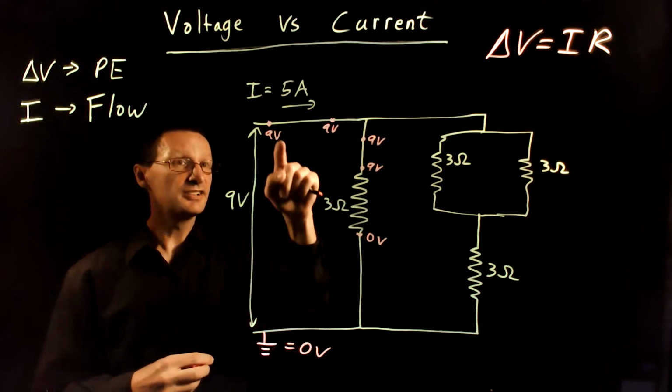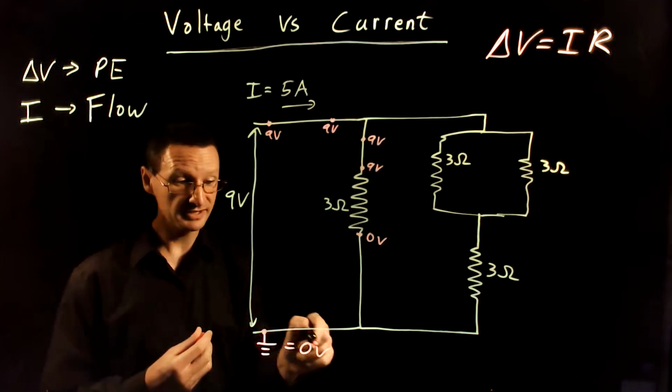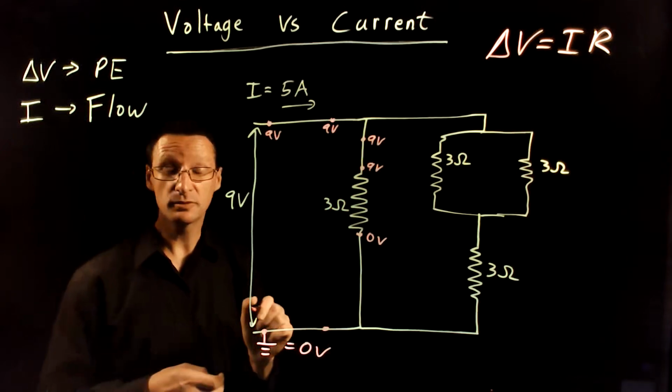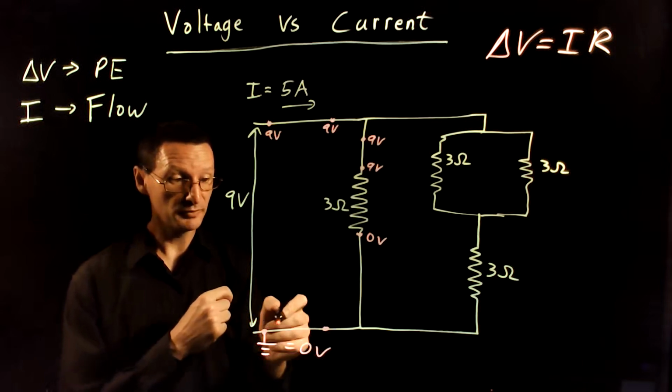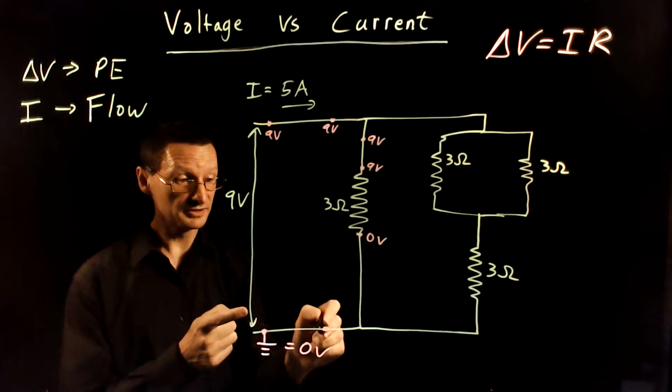Well, let's again do what we did up here. We'll just do it down here. If I go from here, this point is 0 volts. That's what we've defined it to be. If I go from here to here, of course, this is all one wire. This doesn't take any energy to move a charge from here to here because the resistance is 0. So this is still 0 volts.